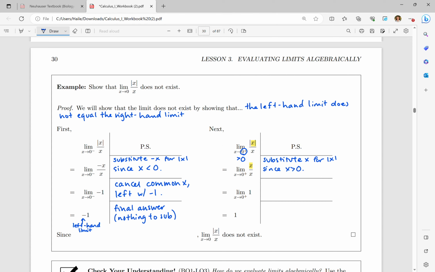Okay, now just like the left-hand limit, those x's are going to cancel because they're the same thing. And we're just left with the limit as x approaches 0 from the right of 1. So we canceled those common x's, and we're left with 1. But now there's nothing to substitute because I don't have any variables of x left, so 1 is my final answer because there's nothing to sub.